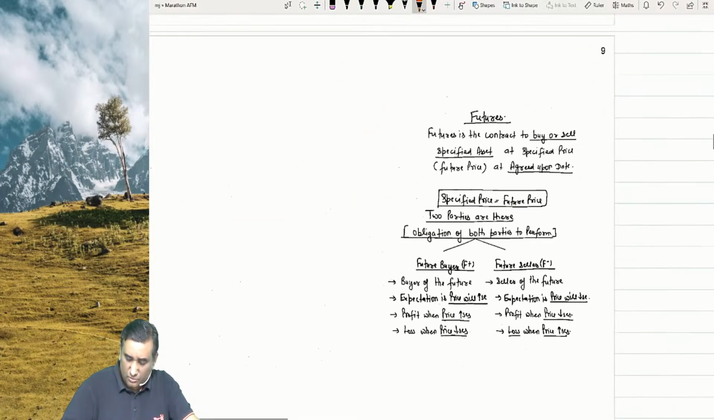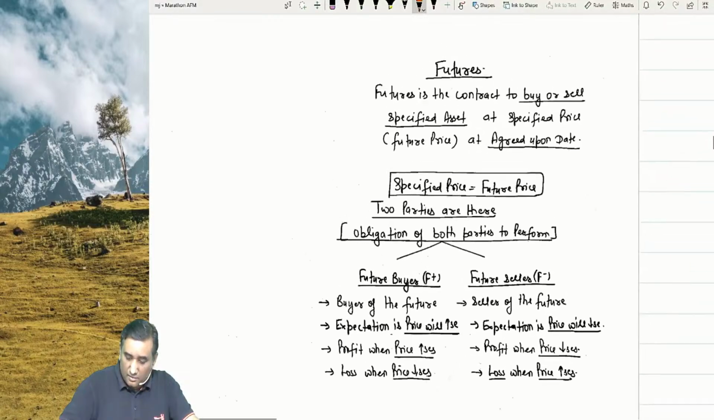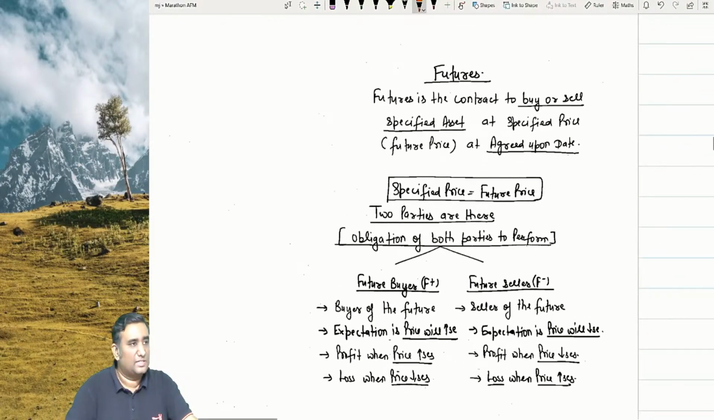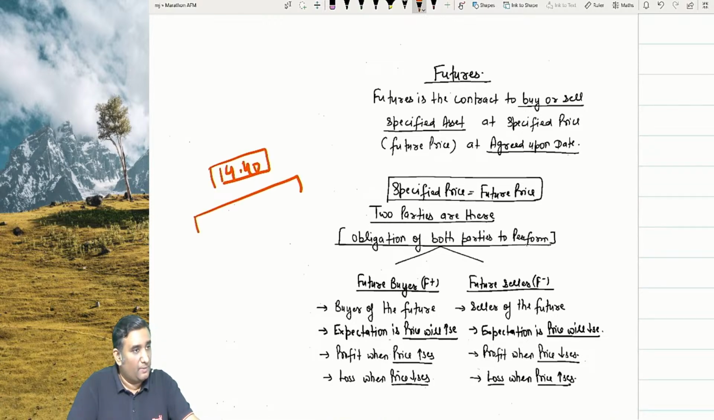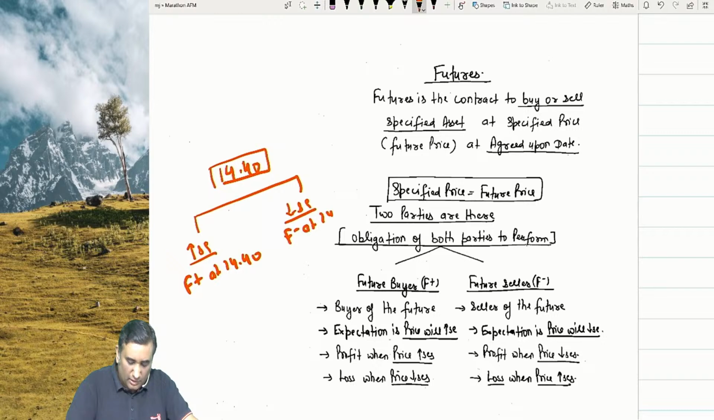Now coming to futures. Futures is a straightforward exercise in which there is nothing called an option premium. You don't have to do anything. If in the futures market the price of Idea is trading at 14.40, there can be two parties, you and me, and we can enter into a contract. Let's suppose I expect the price to increase and you expect it to decrease. I'll become the future buyer at 14.4 and you will become F minus at 14.4.